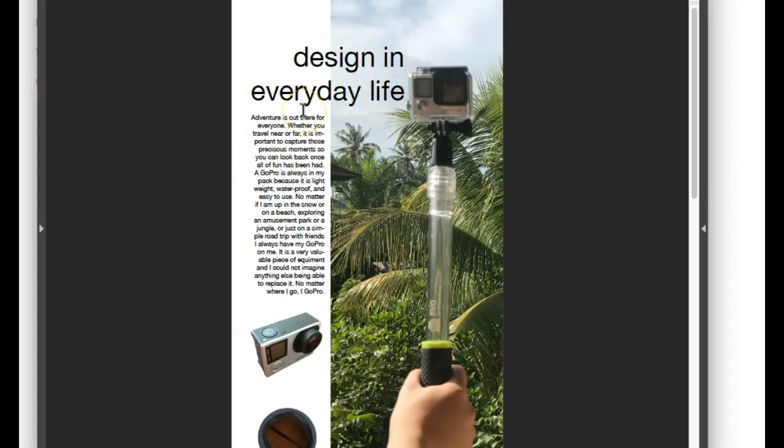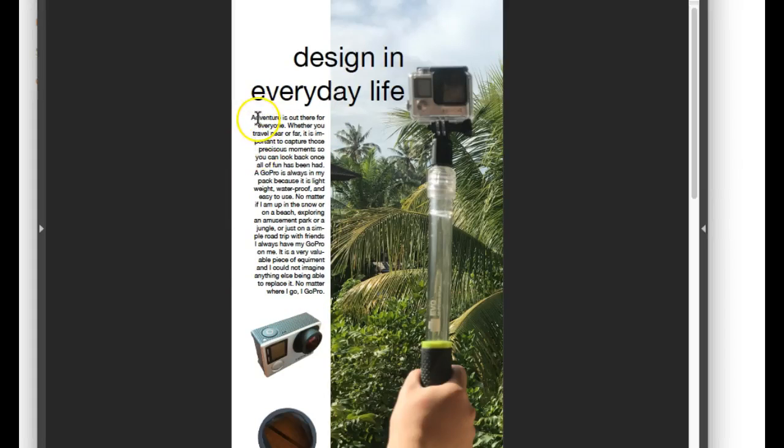I mean, be expressive with your type, not just this monotone. Make groups out of your type that make sense. And that way it won't look such a daunting read. It'll be a little bit different.